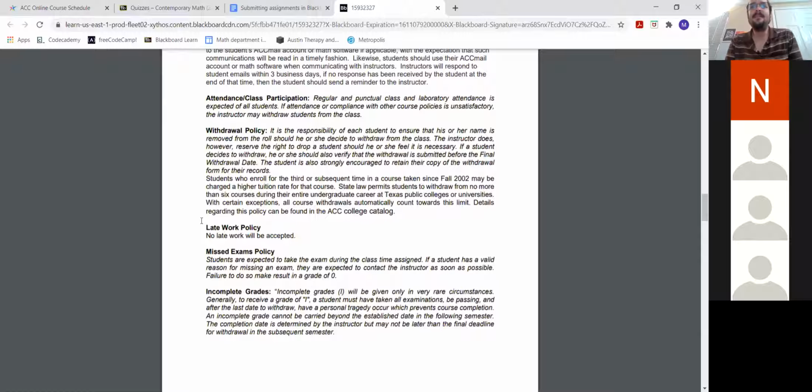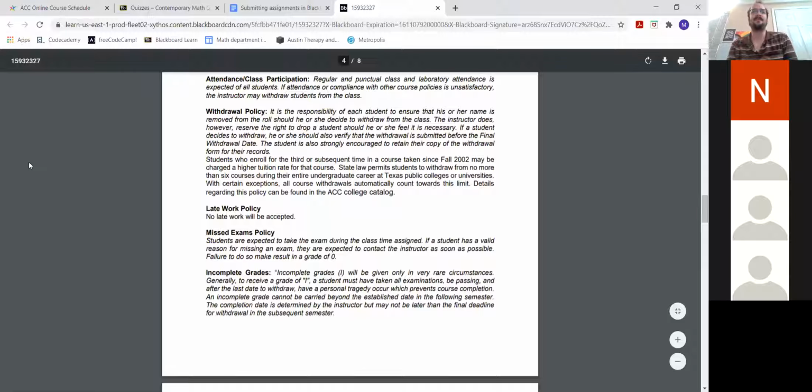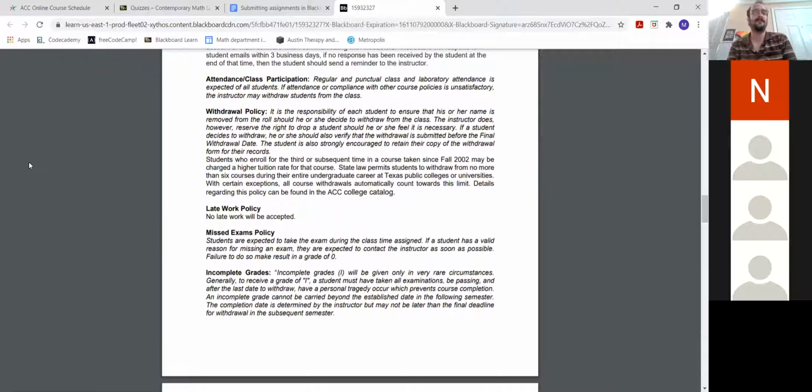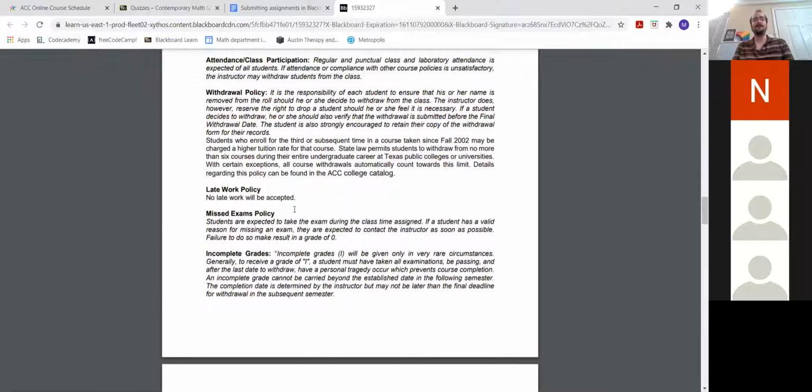Withdrawal policy. Did I put the date in here? Oh, no, I didn't put the date in here. But it is on the ACC website. There is a withdrawal date. It is usually pretty late for ACC. And I will most likely, unless I totally flub it, make an announcement before the final withdrawal date and let you know who probably needs to do what at that point.